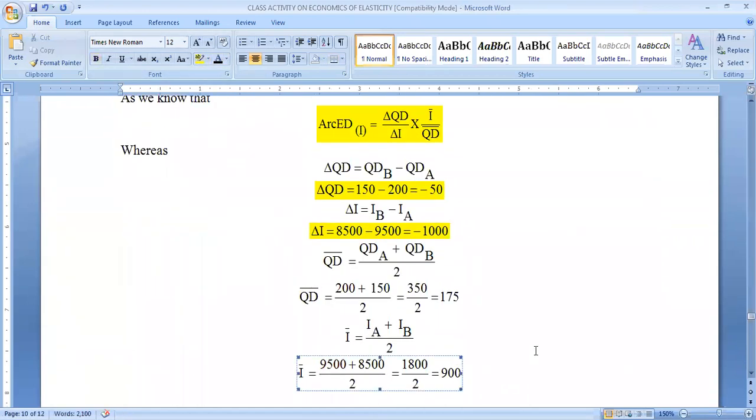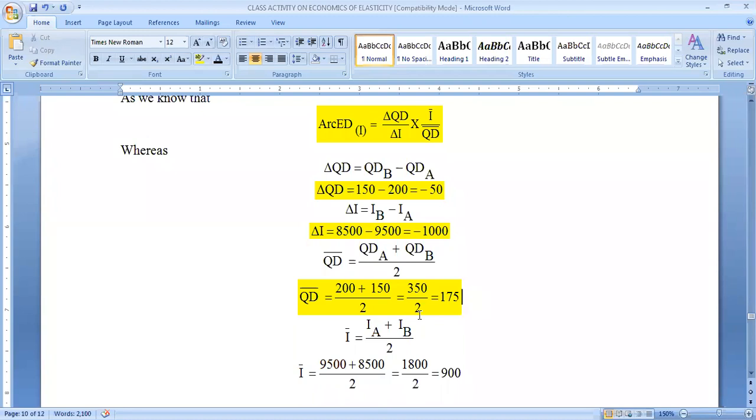Then QD bar is quantity demanded at point A plus quantity demanded at point B, and the sum should be divided by 2. Since the values are unchanged, the QD bar equals 175, as we estimated in the previous example. So it was earlier 175, and since the values are unchanged, it will remain 175 in the present example as well. So component 3, which is QD bar, equals 175.